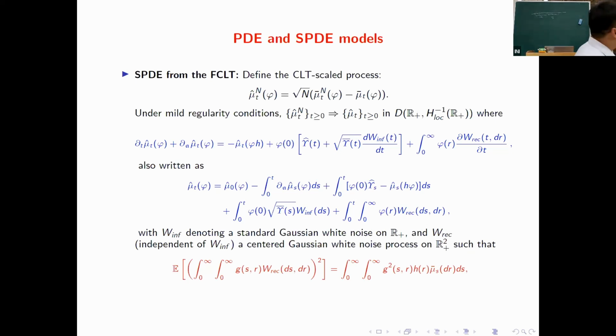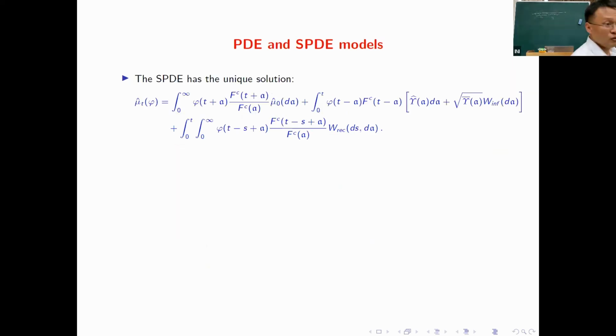For this linear SPDE, we can also solve it explicitly, similar to the PDE. This is the solution. This term is for the initial randomness and the initially infected individuals, and then this is for the infection process and this for the recovery process, together with the Upsilon hat process in it. So that's the SPDE.